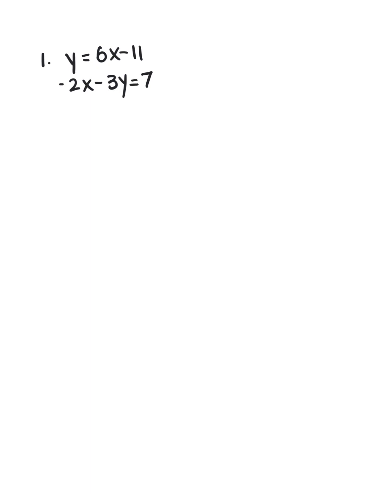In this system of equations, we already have the y isolated. So that's the piece. This expression is what we're going to substitute for y. So what I have to do is rewrite that second equation, but instead of y, I'm going to substitute 6x minus 11 because they have the same value. Now I have to finish writing the equation.